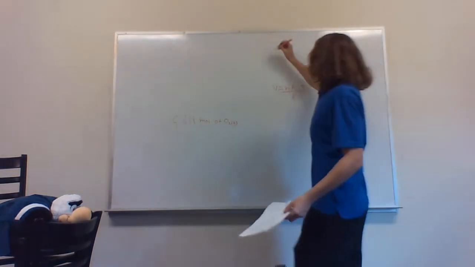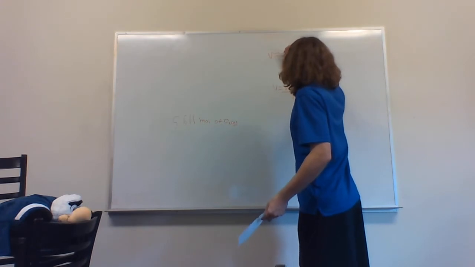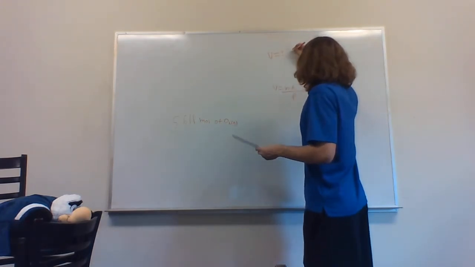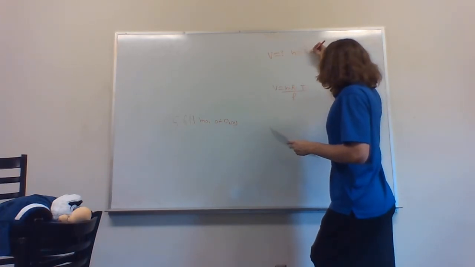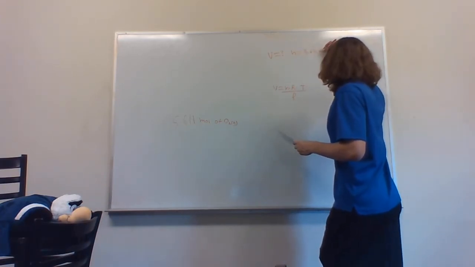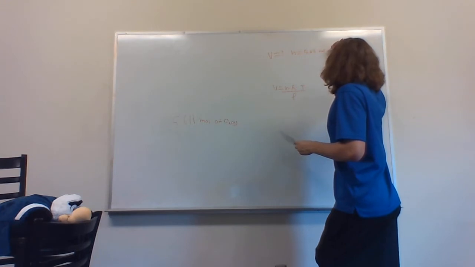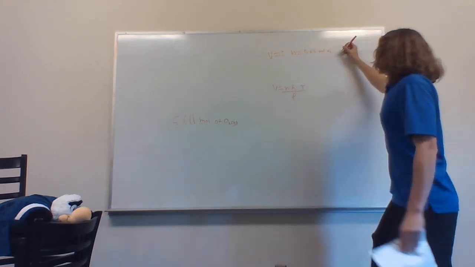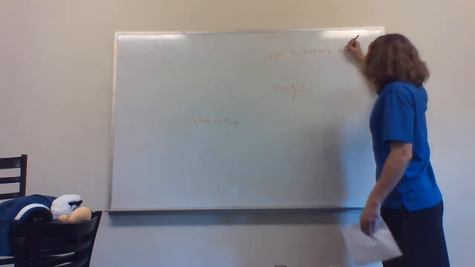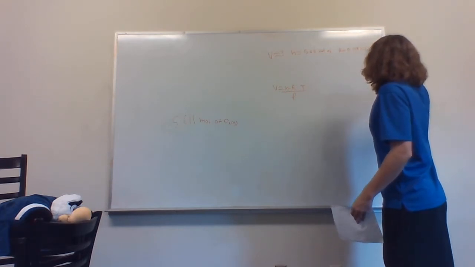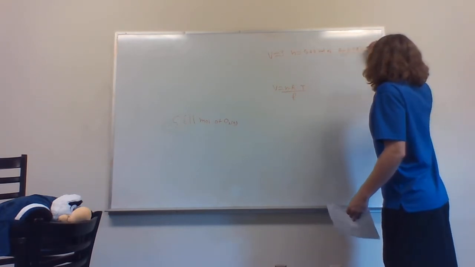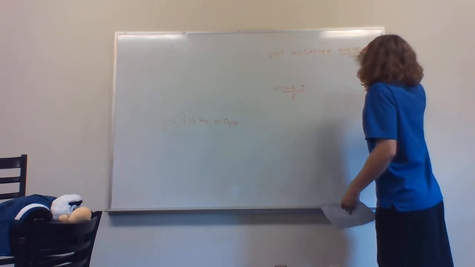So we don't know our V yet, so I'm gonna write V is something. We know our moles, because that's what I just found. There's 5.6111 moles of O2. R is the universal gas constant, so 0.0821 liters ATM divided by moles Kelvin.